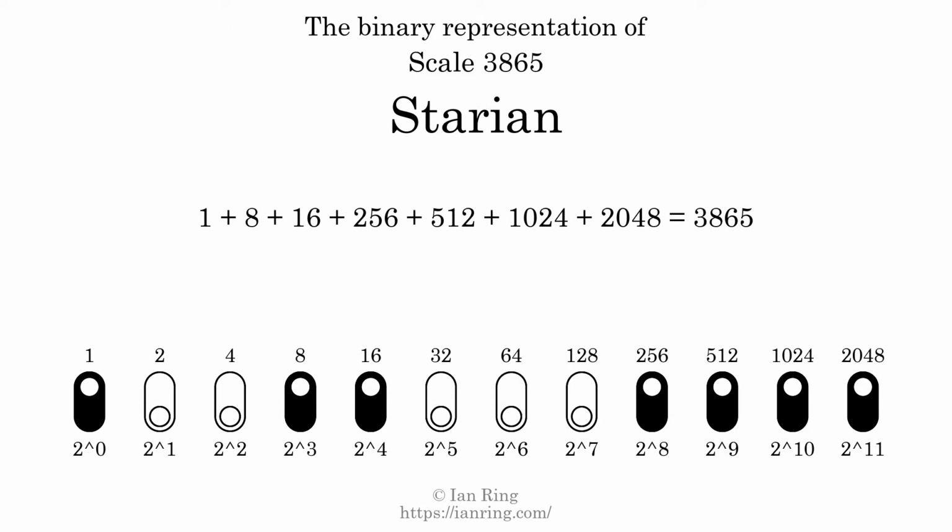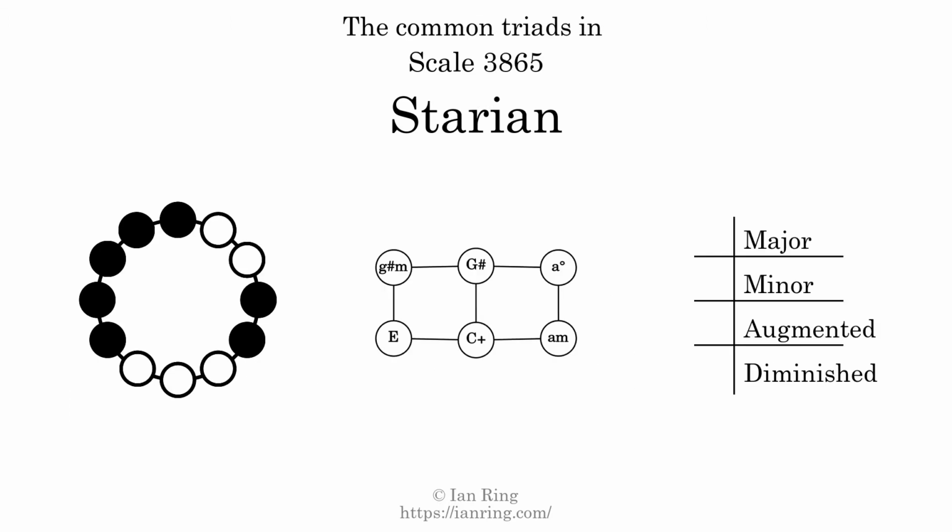3865. The scale number not only enumerates the scale with a unique index, but it also literally describes the tonal content of the scale. Represented as a binary number in base 2, the scale number is 111100011001. Here are the common triads present in this scale.